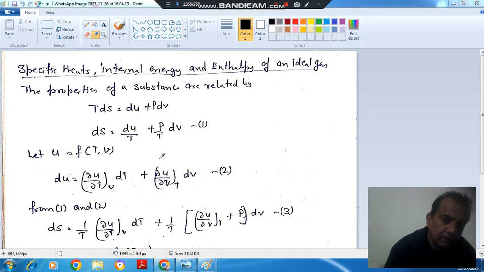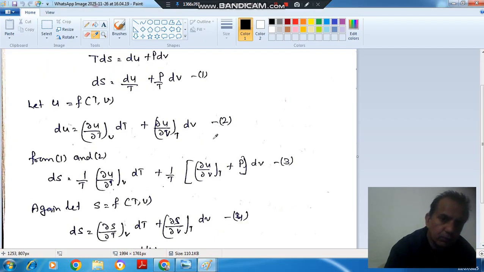Now if we put the value of du from 2 in 1, then ds will be equal to 1 by T into T (∂u/∂T) at constant V dT plus 1 by T (∂u/∂V) at constant T dV plus P dV. Now we can take dV as common, so it will be 1 by T bracket (∂u/∂V) at constant T plus P bracket close dV.